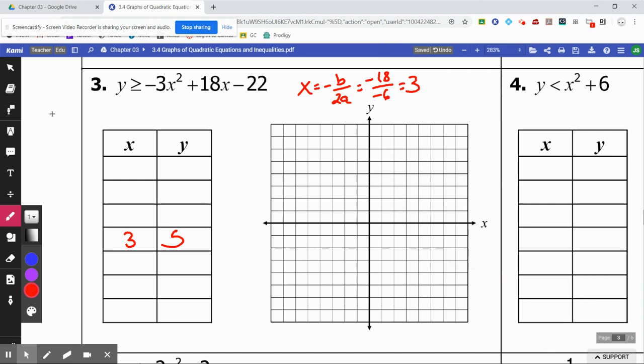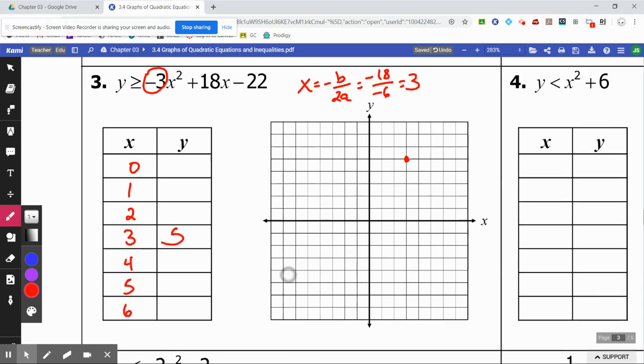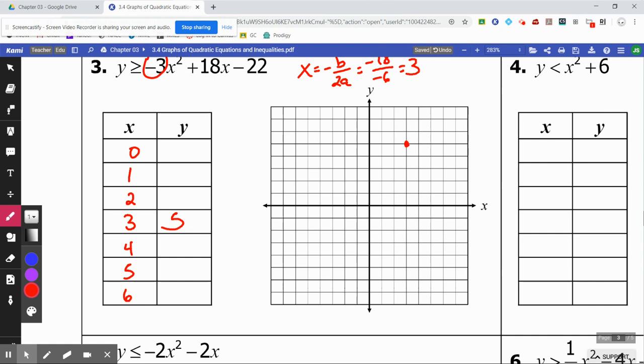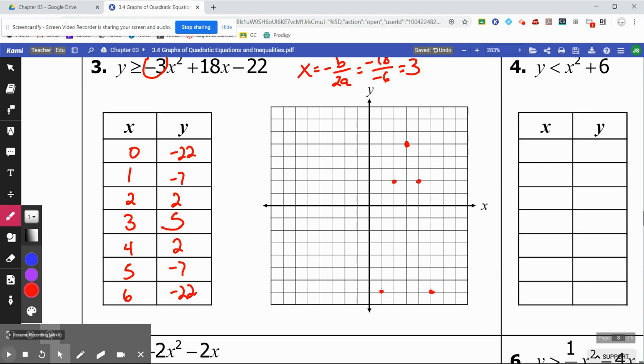1, 2, 3, 1, 2, 3, 4, 5. Just by looking at this, the parabola should cup down. Let's pick some values on each side: 2, 1, 0, 4, 5, and 6. Again, they should mirror each other, so let's plug those in. Now, plotting those points will give you your parabola.